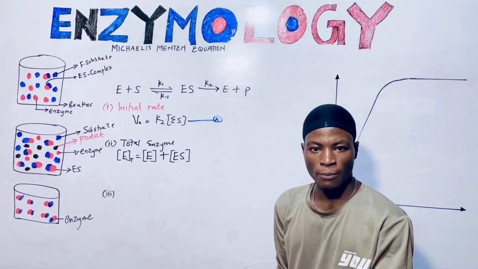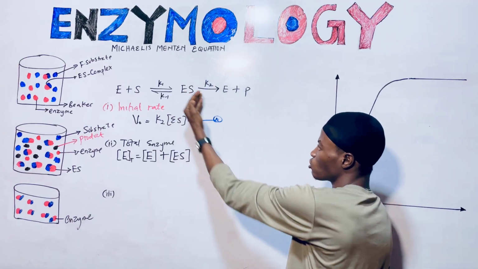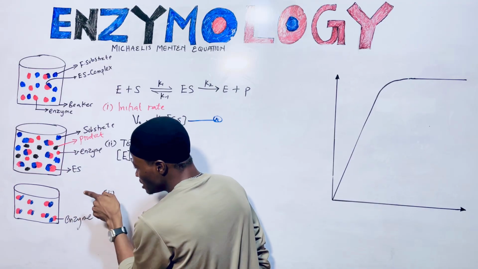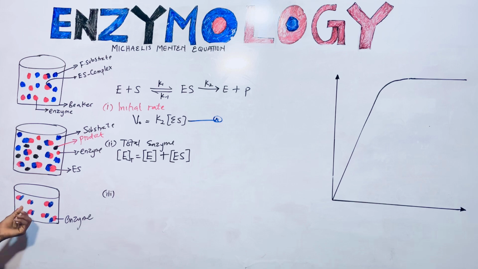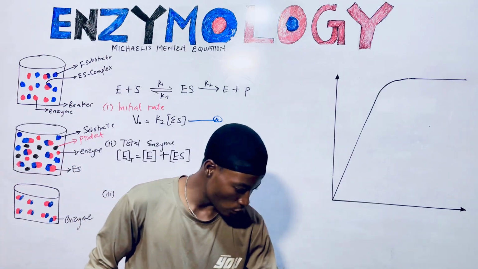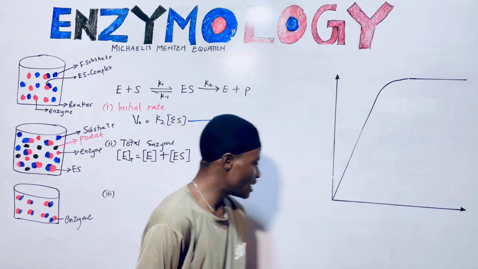And at that point, the rate of formation of ES is equal to the rate of dissociation of ES. The rate at which the substrate is detaching from the enzyme will be equal to the rate at which they are forming back. Are you with me now? At that point, there is no more free enzyme, because as the enzymes release the products, they are picking up another substrate.